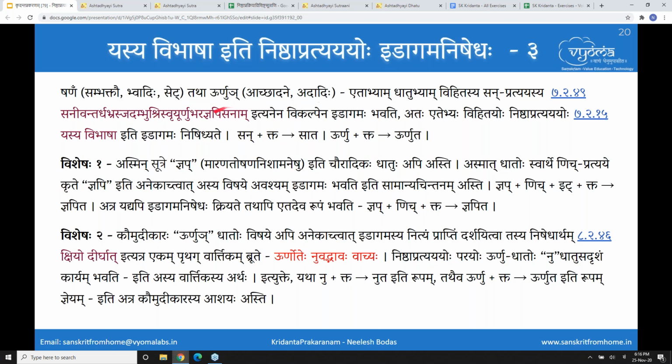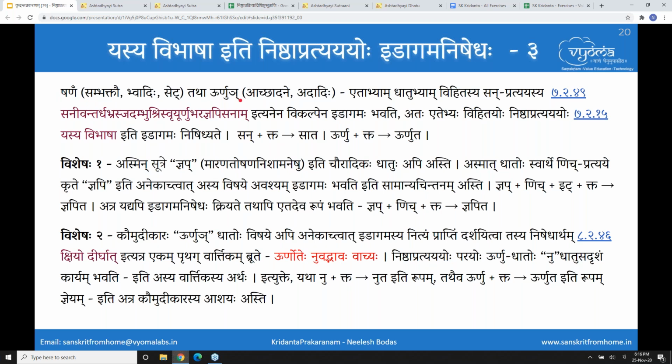Let me repeat this. The sutra has many other dhatus, but for all the remaining dhatus, the idagama has already been blocked by set number 3. So we don't have to worry about it. When we are coming to set number 4, we will only talk about dhatus which are not yet being considered. So the only dhatus in this list are sana and urnu.